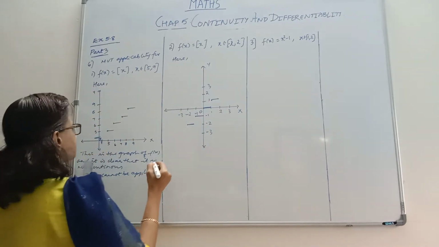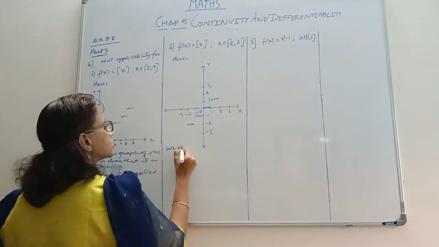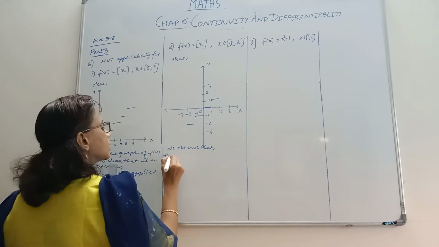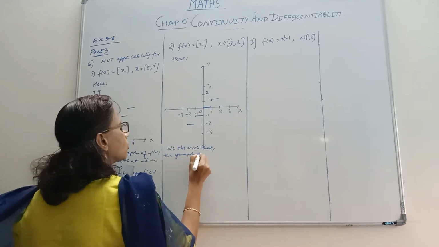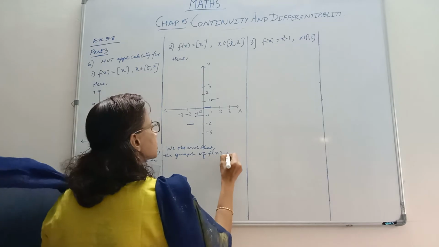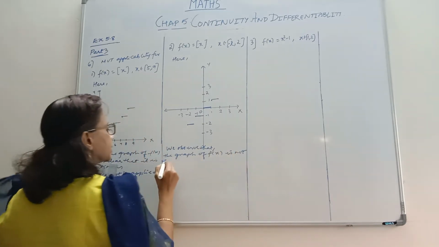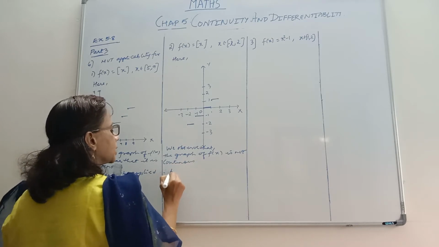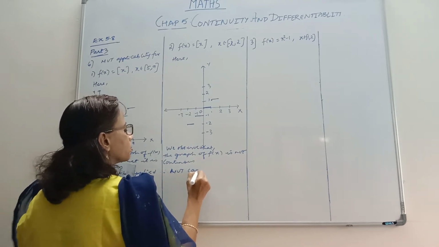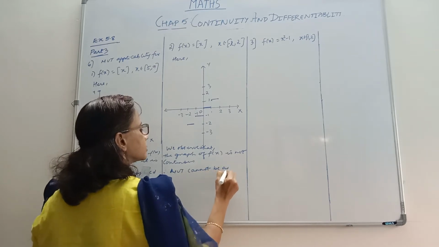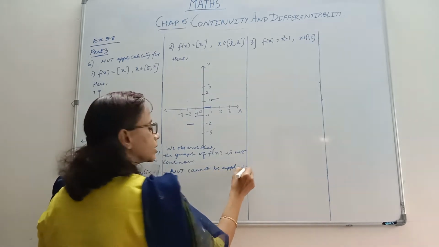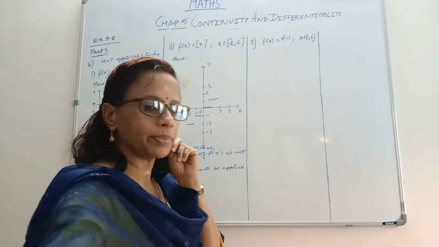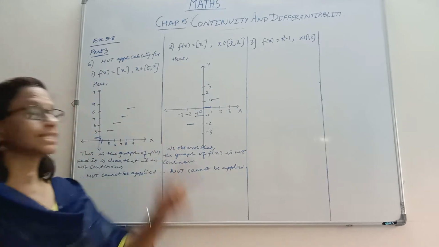So we observe that the graph of f of x is not continuous, therefore the mean value theorem cannot be applied. When it is not continuous, it will definitely not be differentiable, so there is no point exploring the second property. So these both are like this. But the next case is not like that.